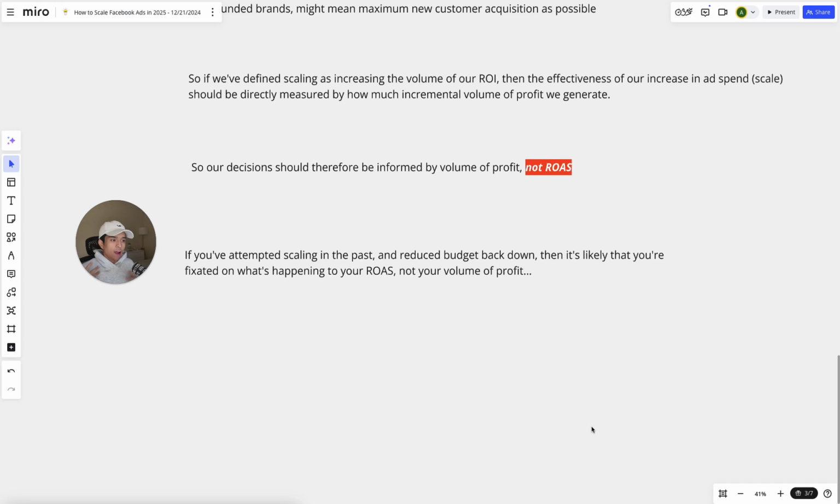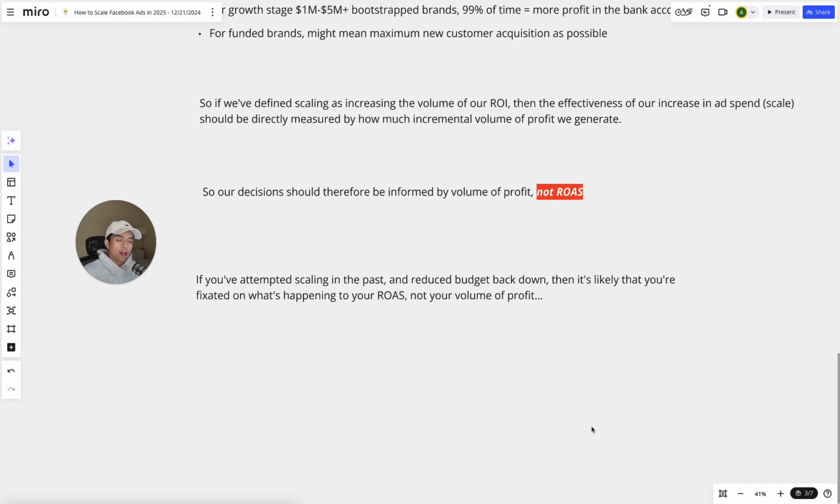And the temptation there, and what you probably have done in the past, is lower the budget back down so you can increase your return on ad spend. And we'll get into why that is exactly what you do not want to do, because you're missing out probably on tons of profit.